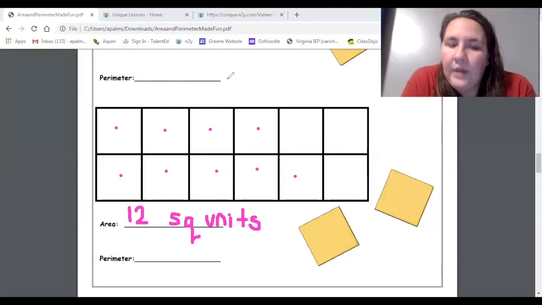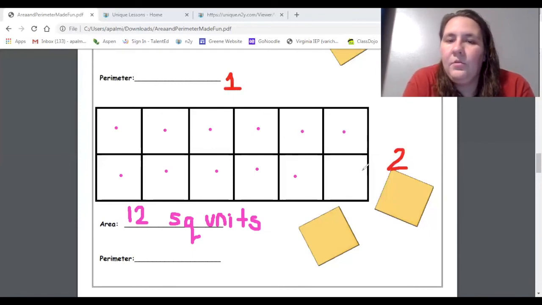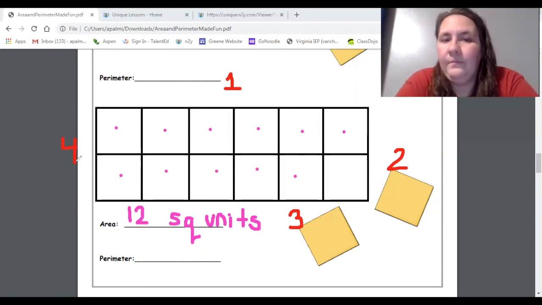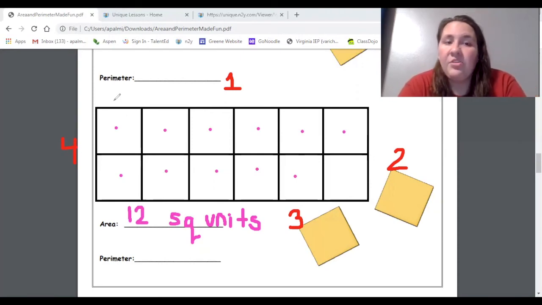So let's label our sides. 1, 2, 3, and 4. Okay, so you at home, I want you to count how many units are on the first side, and then we'll check them together, okay? All right, you guys all have an answer? Beautiful, so let's check it together. Ready? 1, 2, 3, 4, 5, 6.